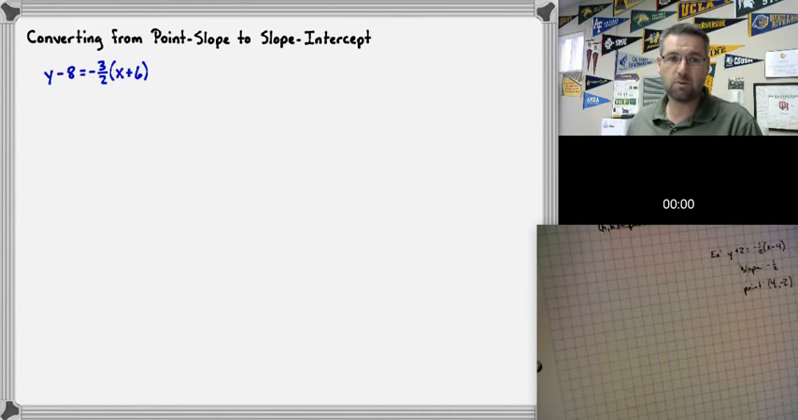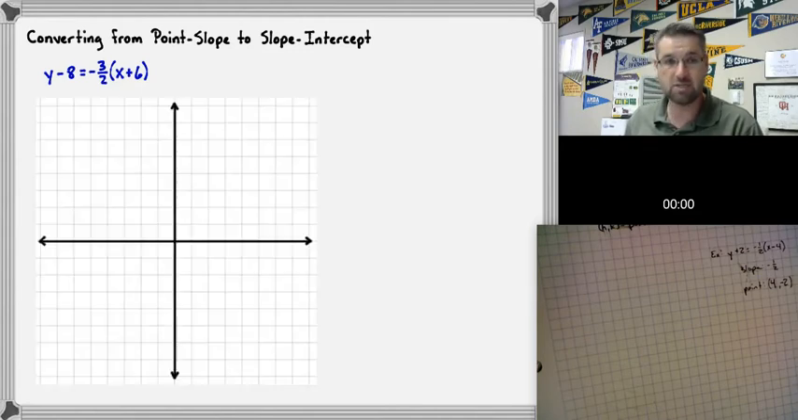y minus 8 equals negative 3 over 2 times x plus 6. We're going to go ahead and convert this to slope-intercept form. Well, what's slope-intercept form? Remember, it was y equals mx plus b. There were no parentheses, and the y is by itself. So the first thing I want to do, just like solving equations, is get rid of parentheses. I'm going to distribute.